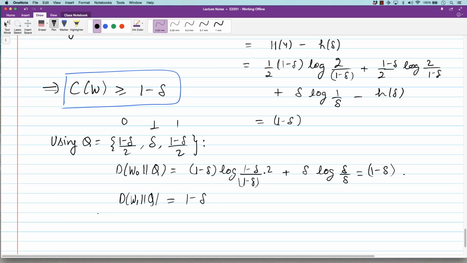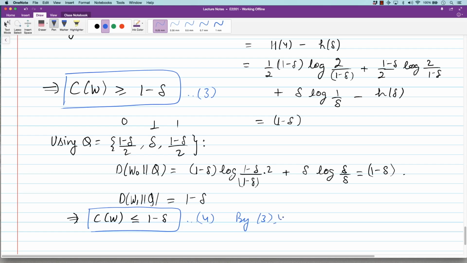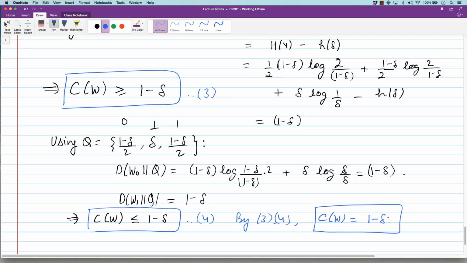Therefore CW must also be less than 1 minus delta. That's the second bound. Now if you combine these two bounds, let's call them 3 and 4, CW for the erasure channel is exactly 1 minus delta. So this completes the second example.